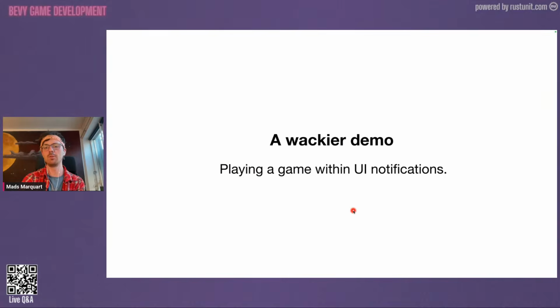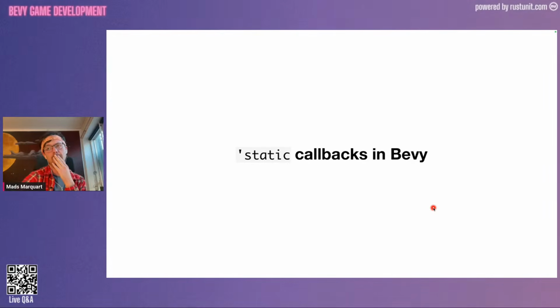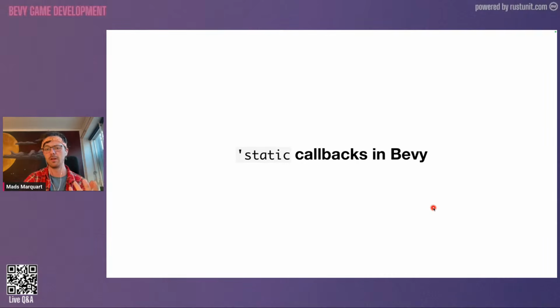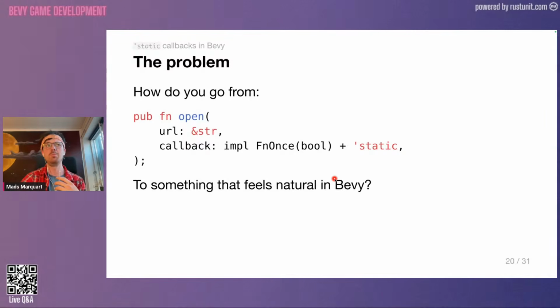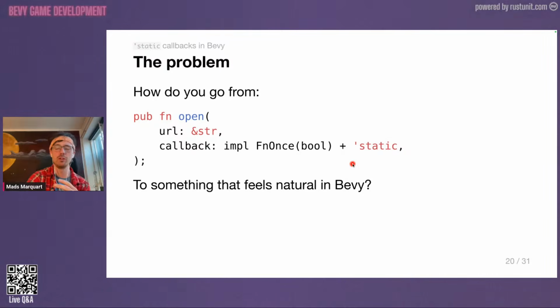Okay, so something that's specific to Bevy is how to do these static callbacks. So this is something that Objective-C does a lot. You basically have a function where you have some closure that is going to be called at a later time. And this is a bit hard to make nice in Bevy, I feel.